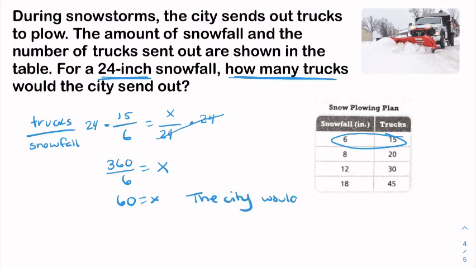The city would send out 60 trucks for a 24-inch snowfall.